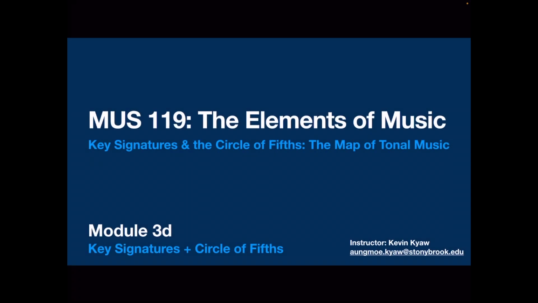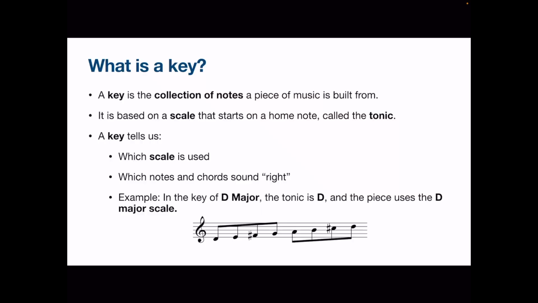Today we're going to get into Module 3D and talk about key signatures and the circle of fifths. Now, first let's start talking about keys. So, a key is the collection of notes that a piece of music is built from. It is based on a scale that starts on a home note called the tonic. And a key tells us which scale is used, which notes and chords sound right.